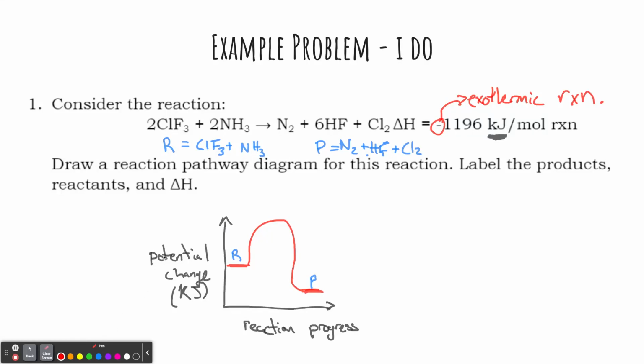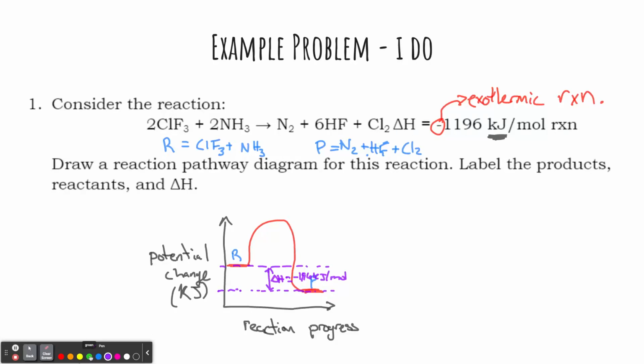Okay, it asks us to label delta H. So let's label delta H. Delta H, again, guys, is going to be the difference in energy between the reactants and the products. So I draw my dotted lines like this. And this difference is delta H. And delta H in our case is negative 1,196 kilojoules per mole. That's delta H.